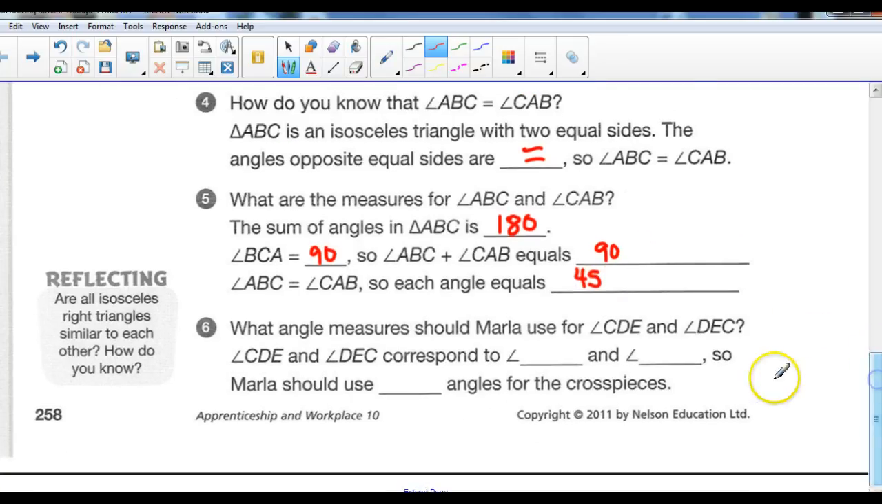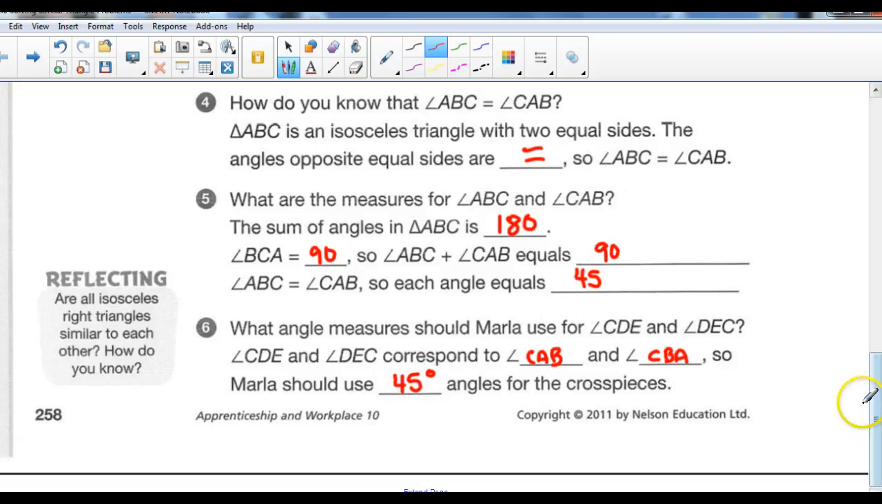What angle measures should Marla use for CDE and DEC? Well, CDE and DEC correspond to angles CAB, if you look up at the diagram, and angle CBA. It's kind of hard to keep track with all these different letters. So Marla should use 45 degree angles. Everything is a 45 degree.